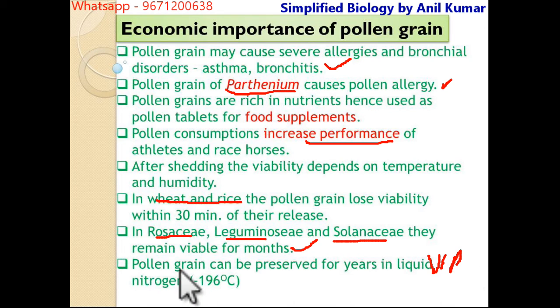some powdery substance sticks to your finger. That is the pollen grains. It causes allergy when we breathe, because we can inhale some pollen grains, which causes problems in the respiratory tract. That is why it causes allergic problems like asthma and bronchitis. The pollen grains of Parthenium, the Congress grass, also cause allergy and itching in the body. But pollen grains are rich in nutrients, especially protein, so they act as a food supplement.